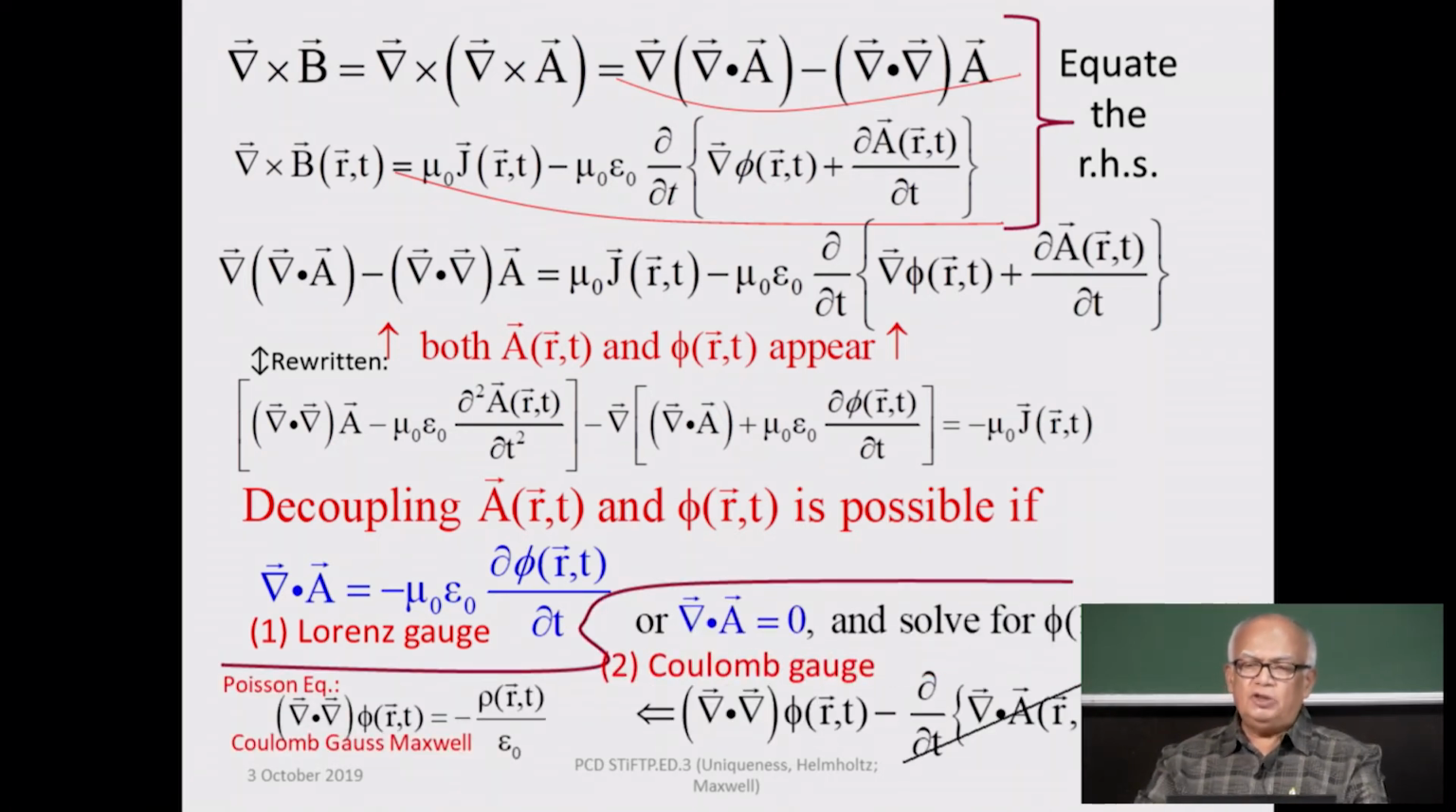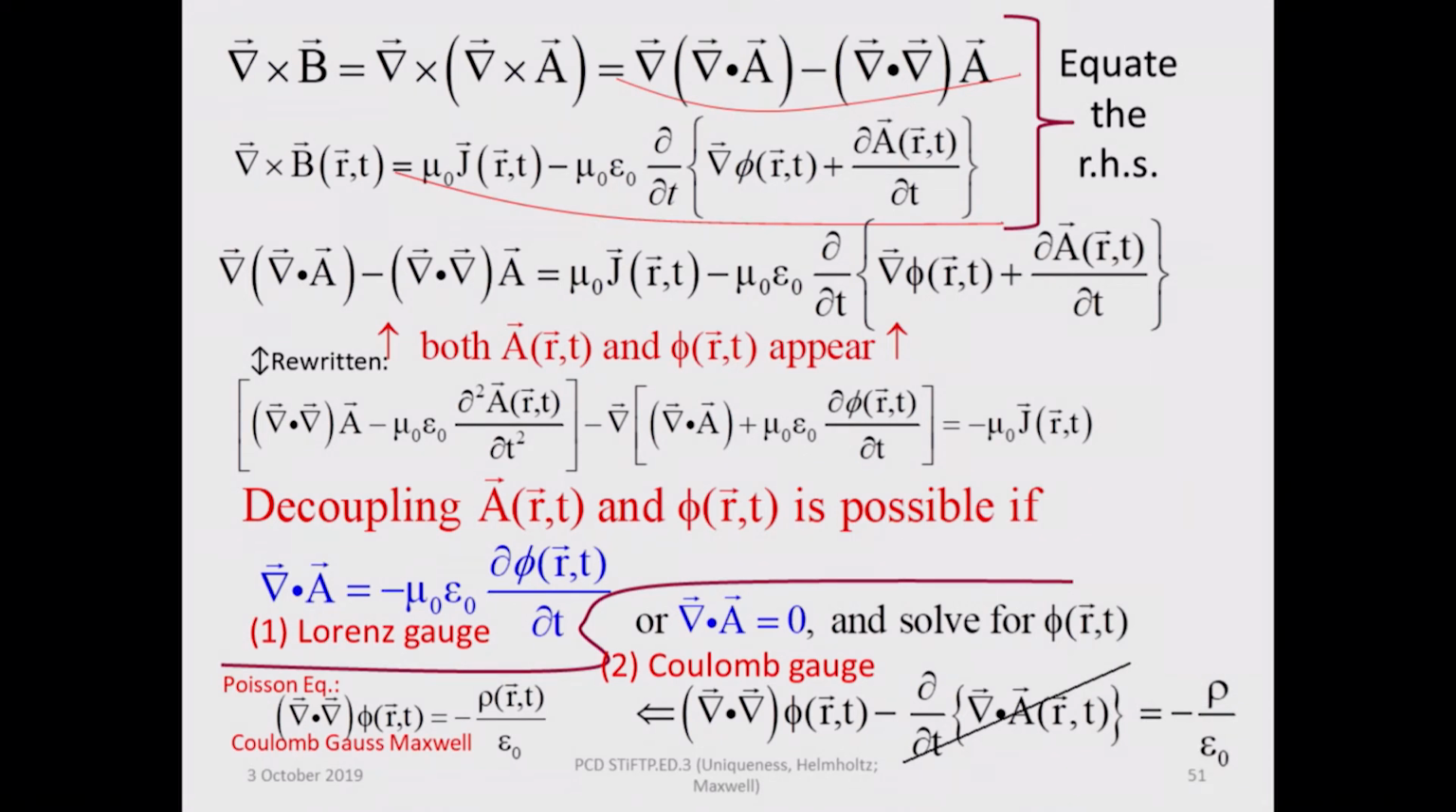The other choice I can make is to put the divergence of A equal to 0. If I pick the divergence of A to be equal to 0, then from this other coupled equation which I had for phi and A, which I showed on the previous slide, the divergence of A goes to 0 and I get del squared phi equal to minus rho over epsilon 0, which is what I have written over here, and this is nothing but the Coulomb-Gauss Poisson equation.